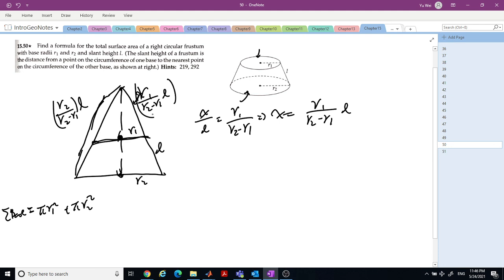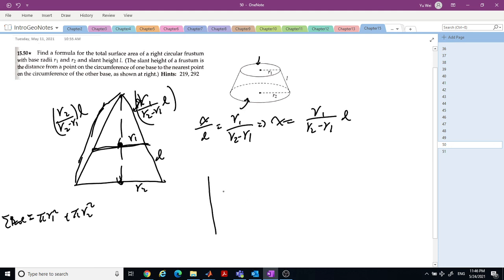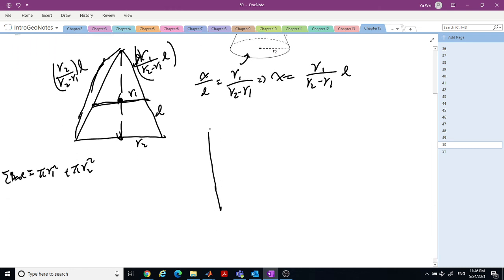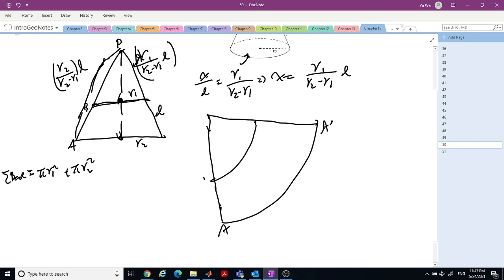Now we want to see what the side surface is. When we expand it, this is P, let's see, it's A, this is B. So P to A, to A prime, and B to B prime. Then this length is L.